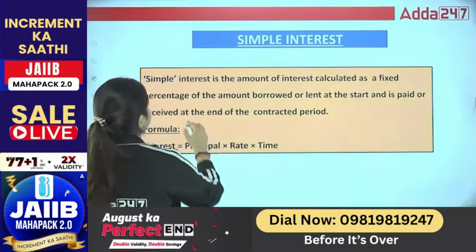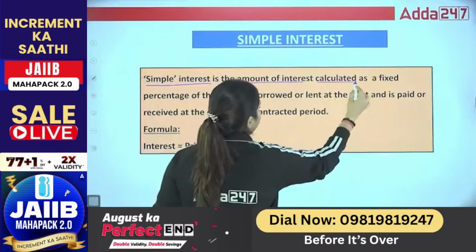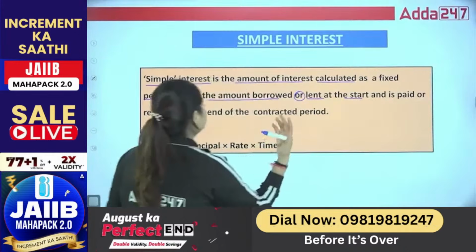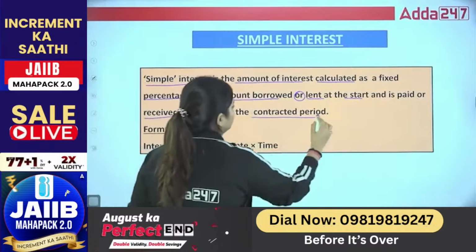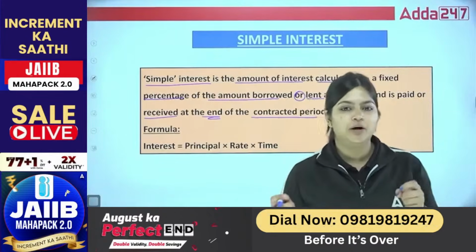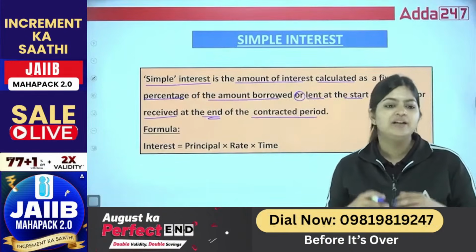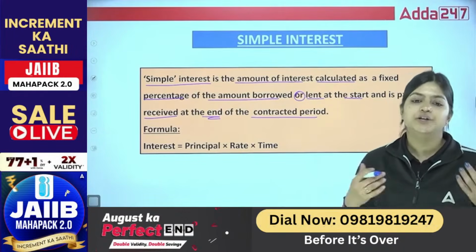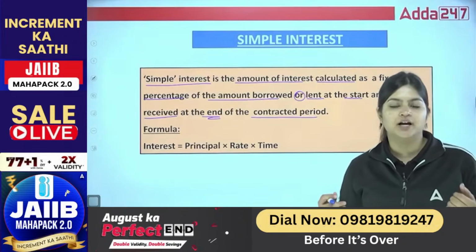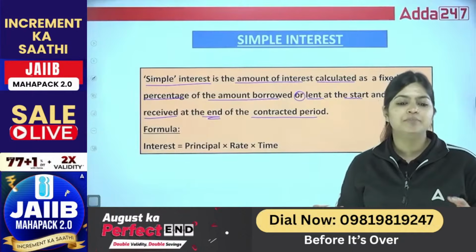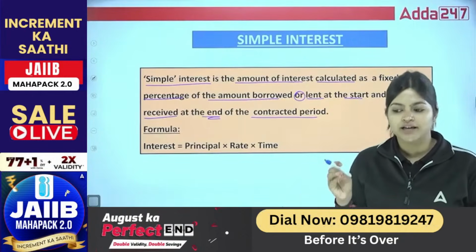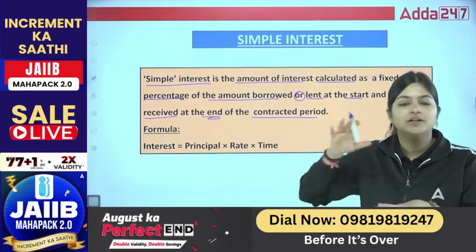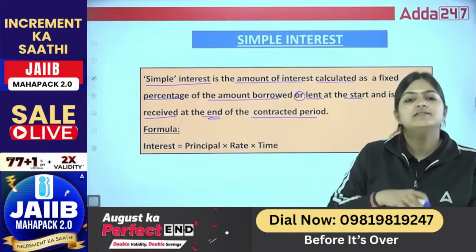Simple interest means the amount of interest is calculated as a fixed percentage of the amount borrowed or lent at the start, and is paid on receipt at the end of the contracted period. So basically, whatever amount you have borrowed, every time you are paying a fixed percentage on that fixed amount only. Suppose I am depositing 1 lakh rupees and every year the bank says that they will pay 6% interest on 1 lakh rupees. That means every year on this principal amount I am receiving interest, so that is simple interest.